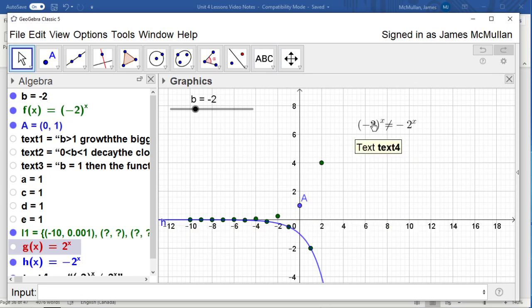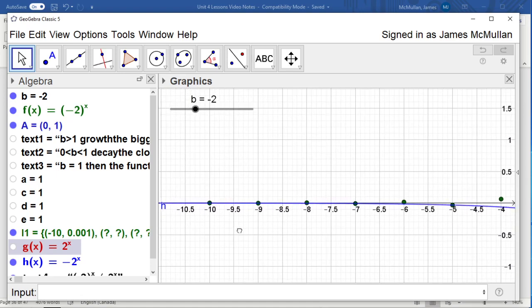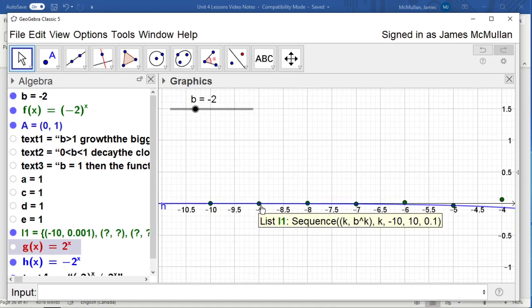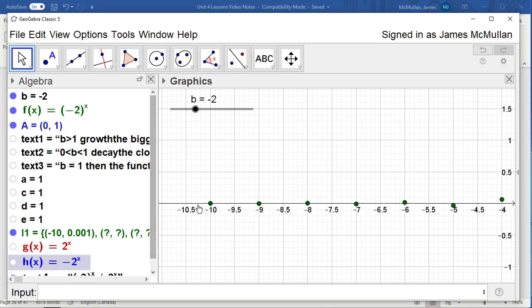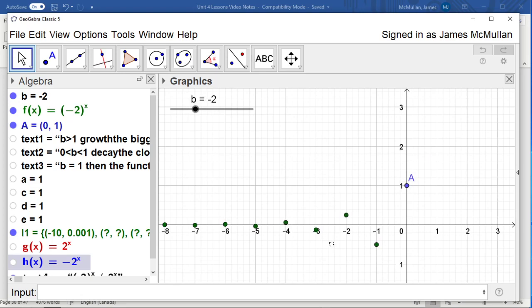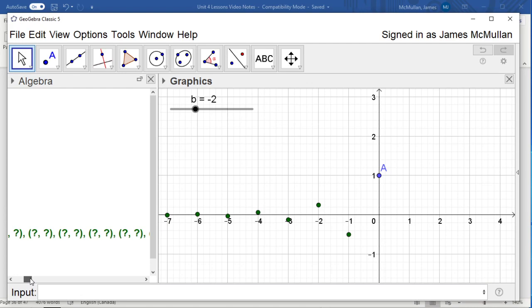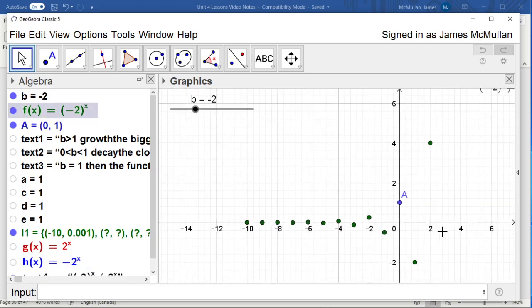And you can see that this function exists, but it doesn't exist nearly in the same way that a regular one does. For starters, many of the points are not connected. There's a point at -10 and there's a point at -9. Let's get rid of this one again. There's a point at -8, -7, -6. So it exists at all the integers, but it doesn't exist at any of the decimals. When I try to put it in decimals, you can see GeoGebra just comes back with a question mark because it doesn't know how to do what I'm asking.